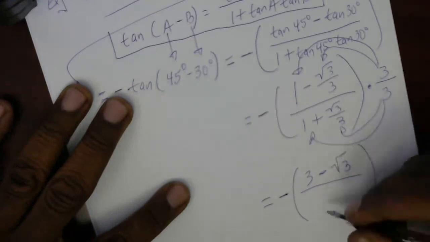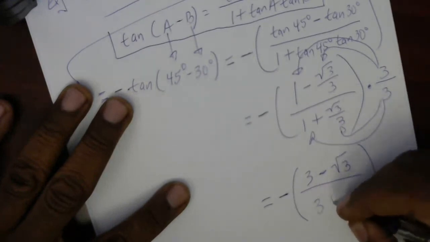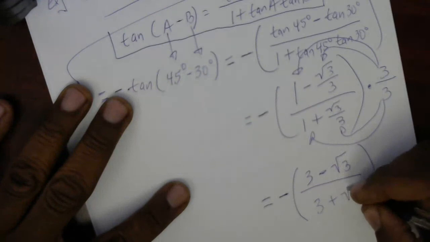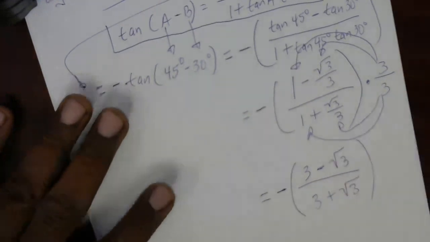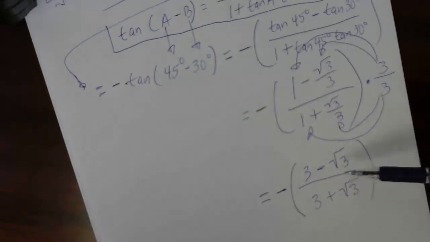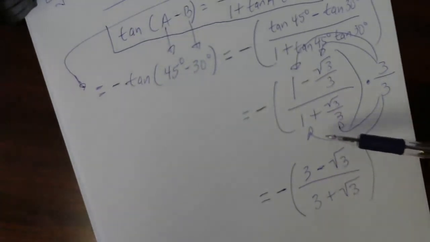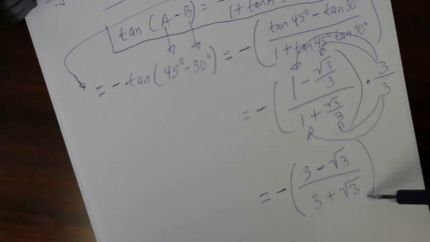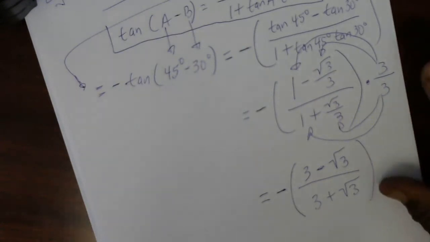When I distribute 3 in the bottom, I have 3 plus the square root of 3. All right, so the only thing I did here was I got rid of the fraction in the numerator and the fraction in the denominator. Now I must rationalize the denominator.